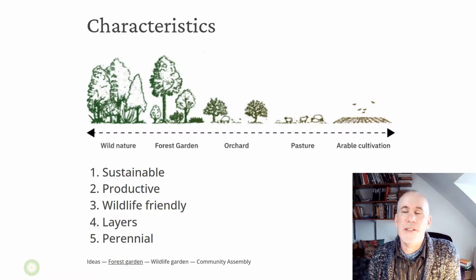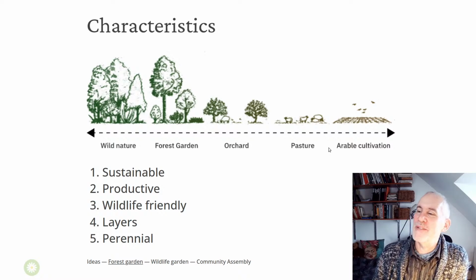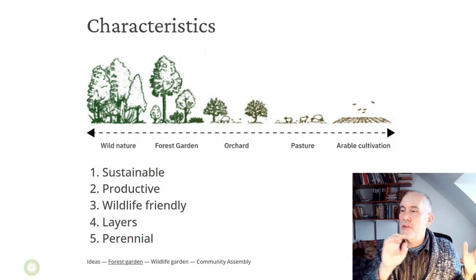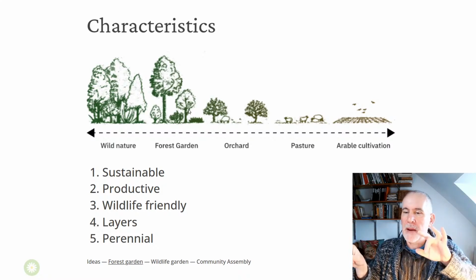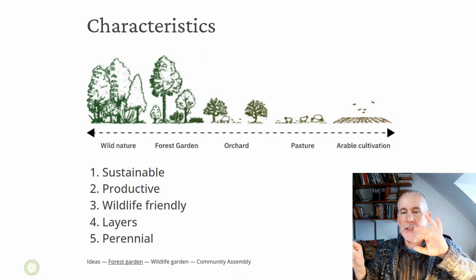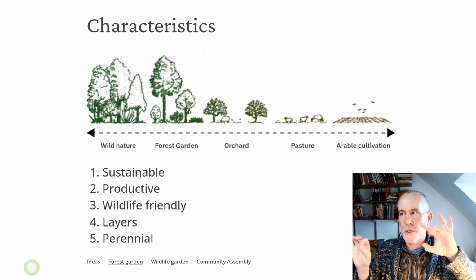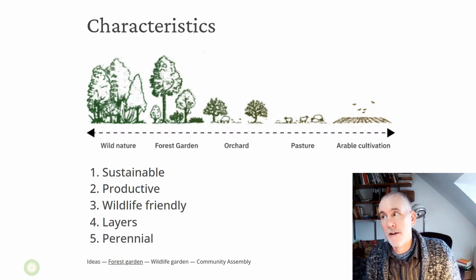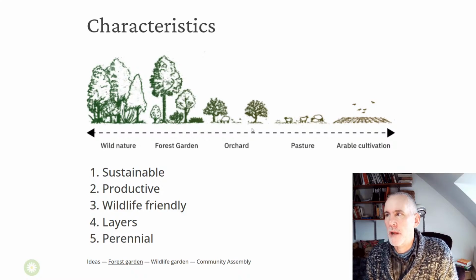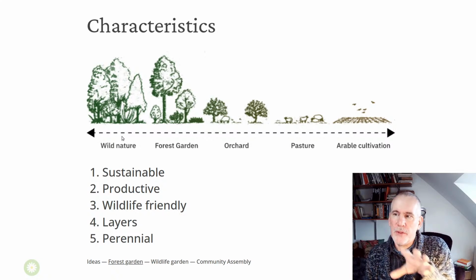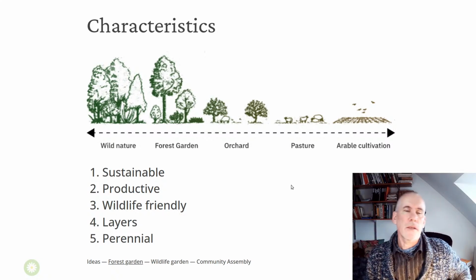This is taken with permission from his book, Wild Nature Forest Garden, and the further right you move, the greater the fragility of the system, and also the greater the amount of input that's required. Annual arable cultivation requires a vast amount, and you get less. So that's a really nice way to see it: wild nature, forest garden, orchard, pasture, and arable cultivation.